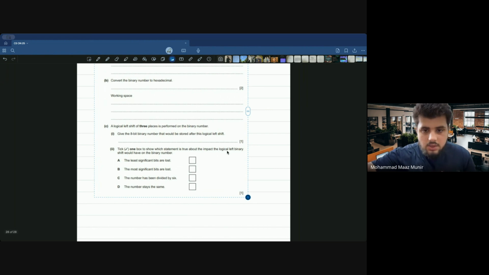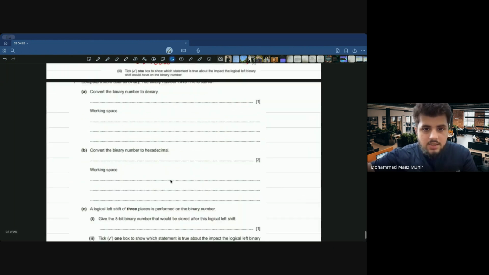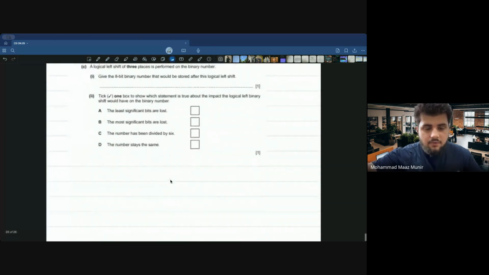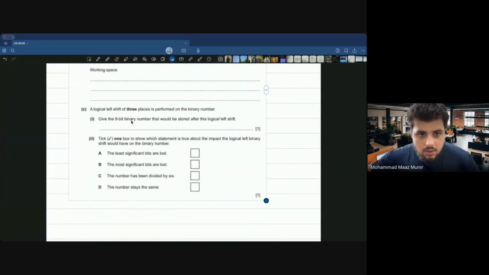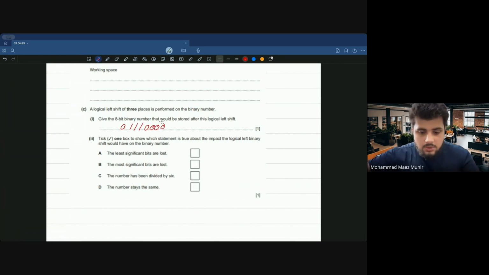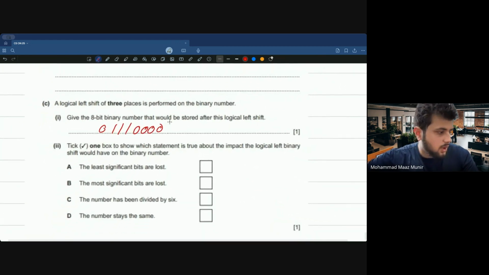So now we were discussing this part. We got the answer as 0, 111, and 4 zeros. Let me zoom it a bit. Okay, now it will be much clearer.